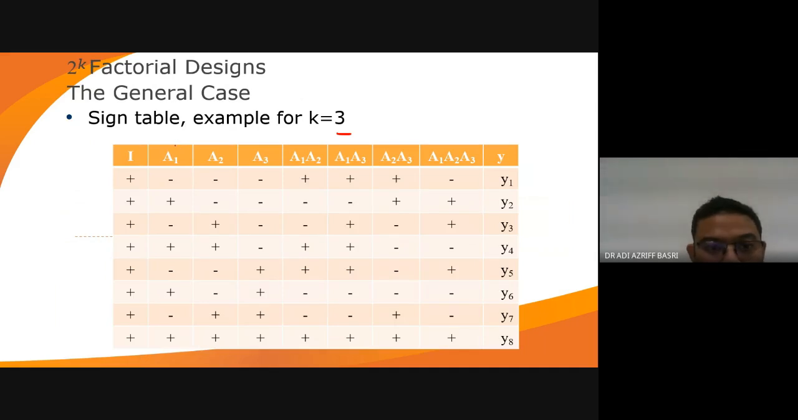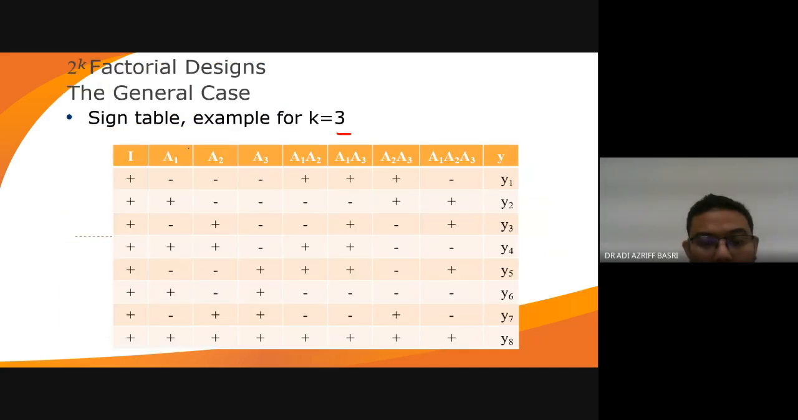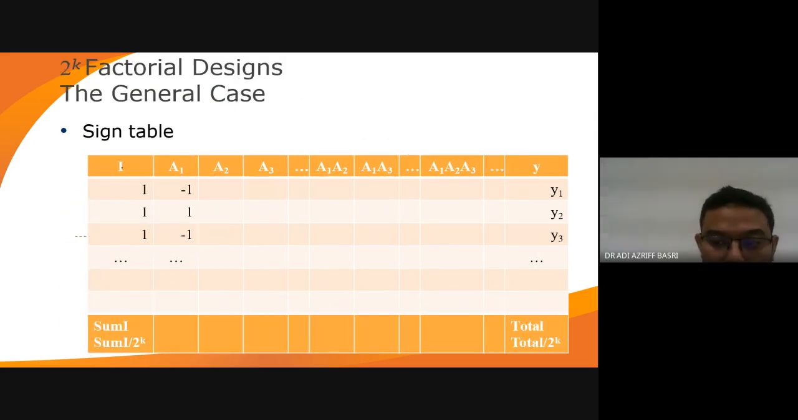So you will have A1, A2, A3, A times 1, A times 2, A times 3, A23, and A times 3, all these. So you will have 1, 2, 3 until 8. Okay? Then for the sign tables, same 2 power of k.